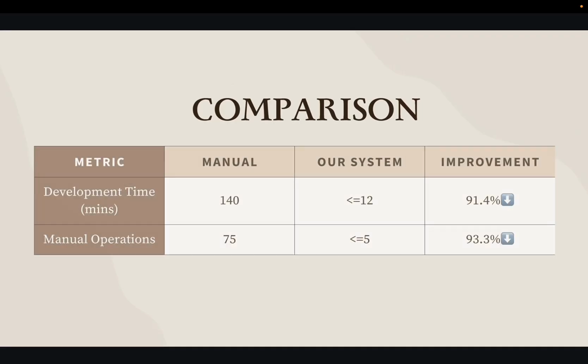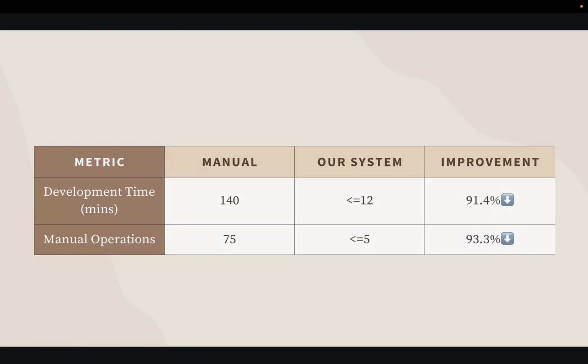When compared to manual development, on average, building these games by hand takes about 140 minutes. With UniGen, it takes less than 12 minutes, a 91.4% reduction. Manual development required about 75 separate operations, while UniGen reduced this to fewer than 5. In short, UniGen delivers high functional completeness, saves hours of time, and eliminates repetitive manual work.